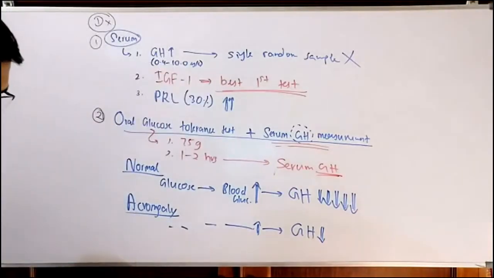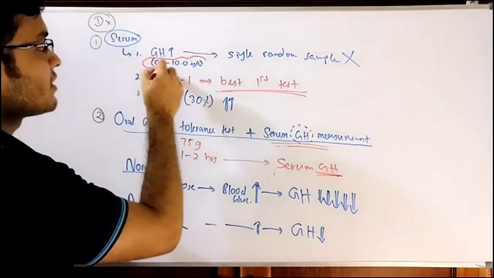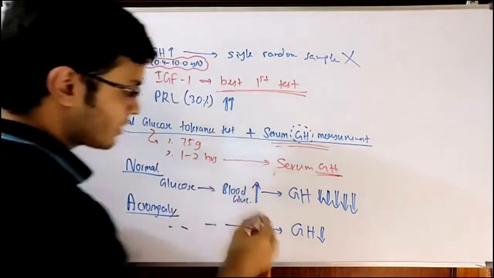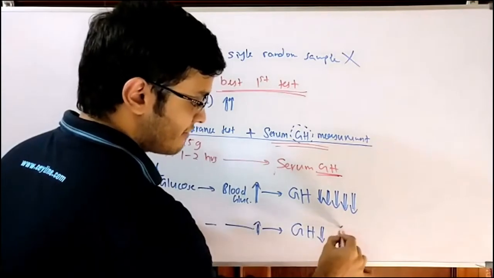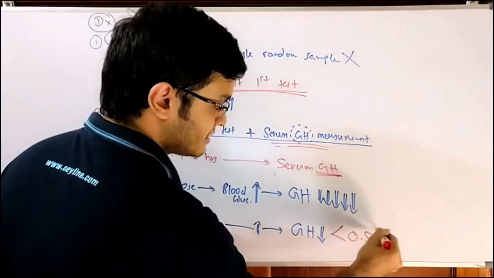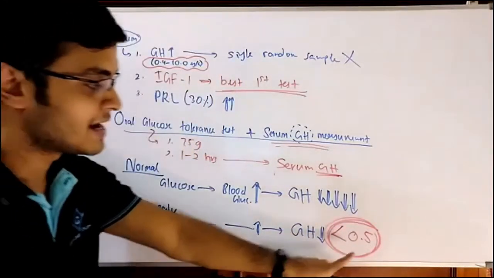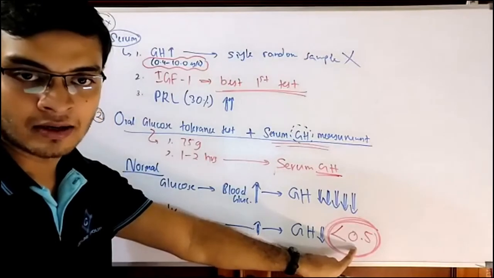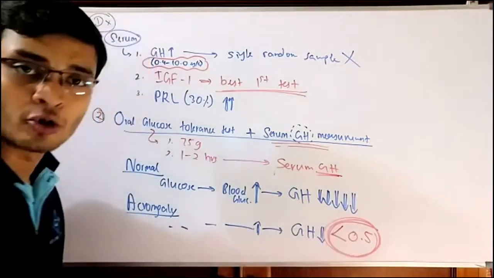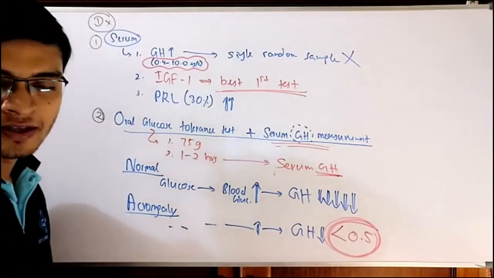How we say it is, what was the normal value, guys? 0.4 to 10. In acromegaly patients, it can never be brought below 0.5. In an acromegaly patient, it doesn't drop below 0.5. It will drop a little bit, but never goes below 0.5. That is the important thing for you all to know.